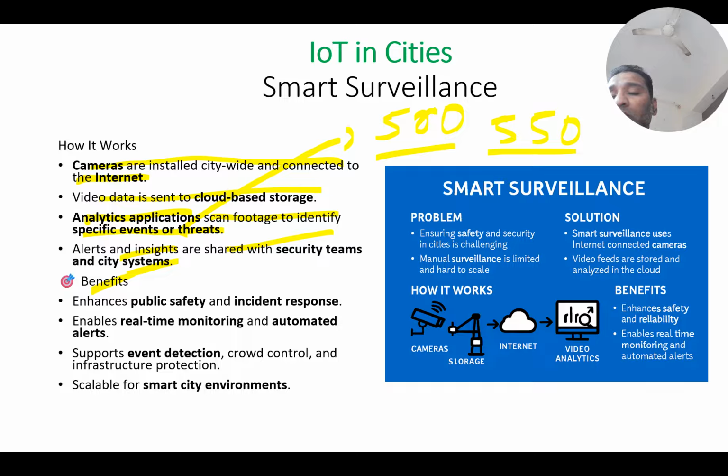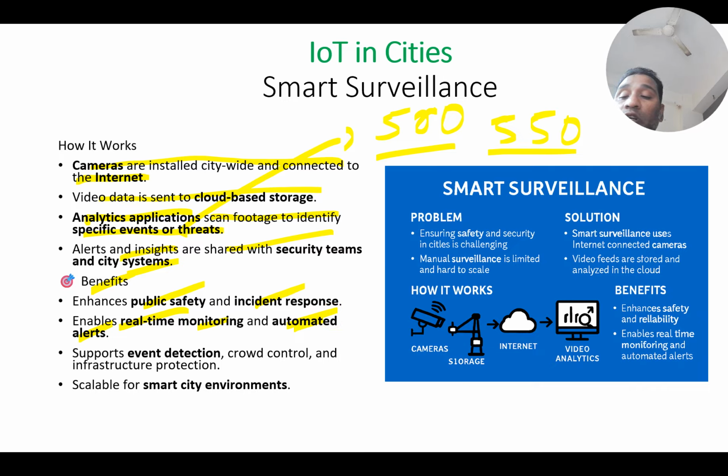So by all these things, what happens? It enhances public safety and incident response, and it enables real-time monitoring and automated alerts. In real time we get the information. It is not that the stampede happened and tomorrow we got the information. No, in such scenarios where it is about to happen, we can get the information immediately.